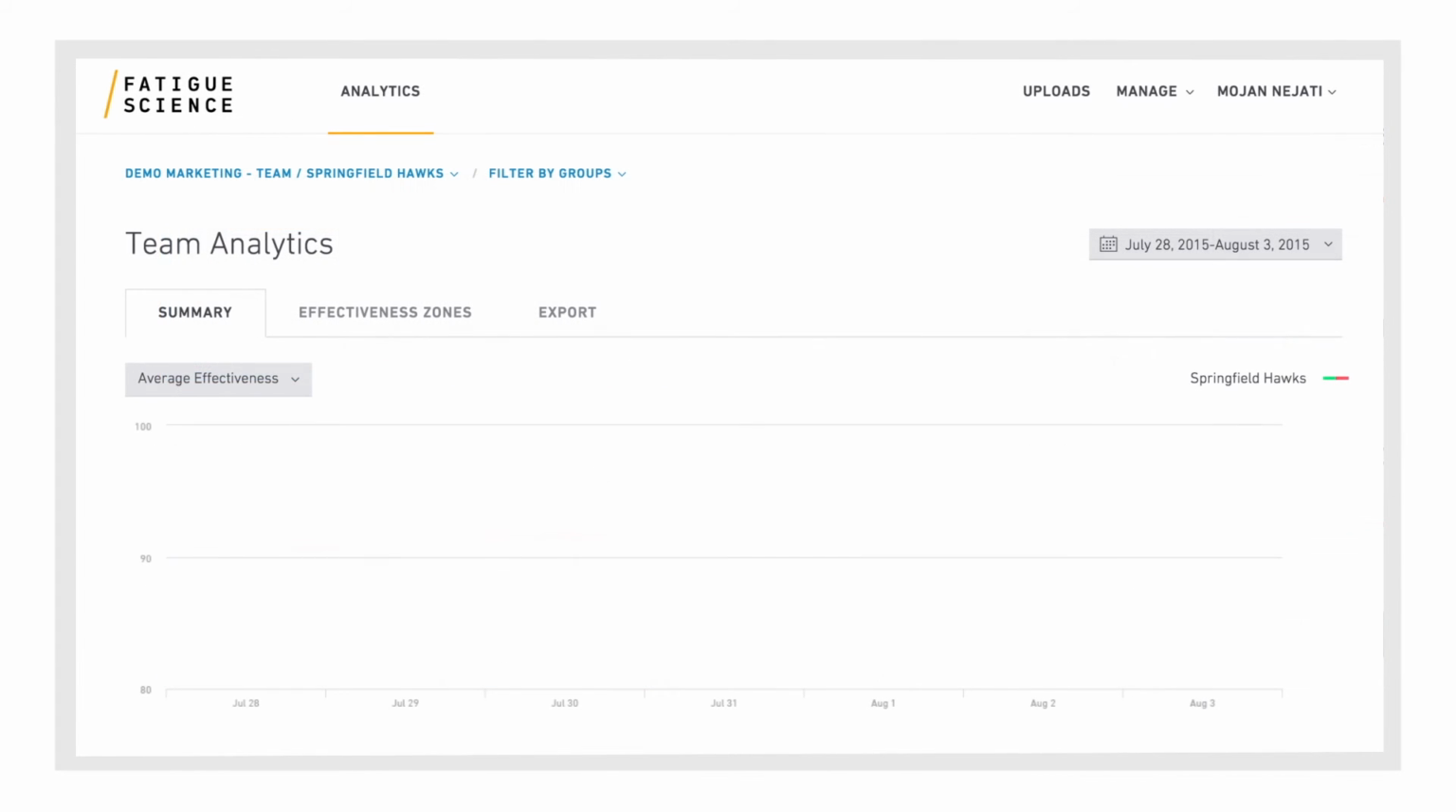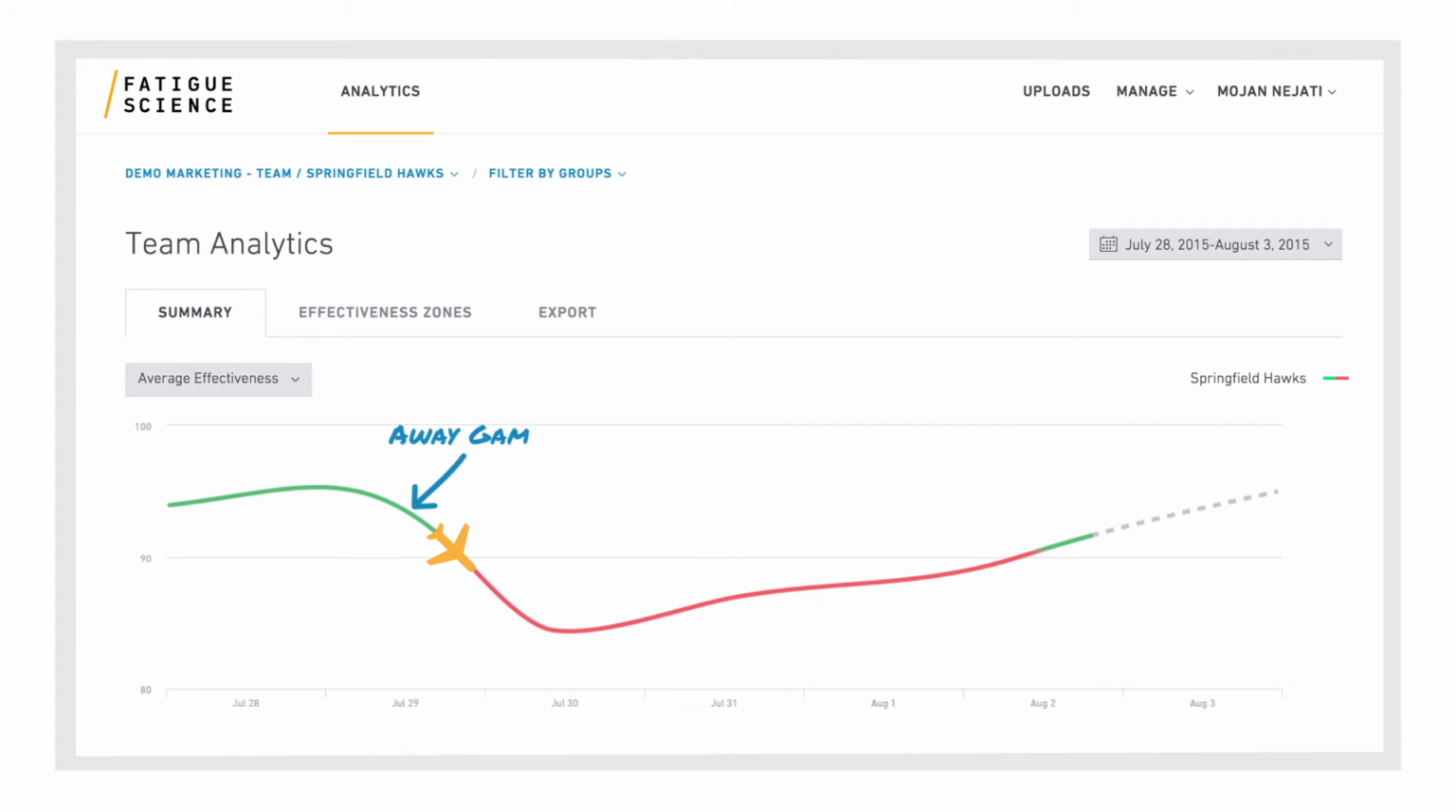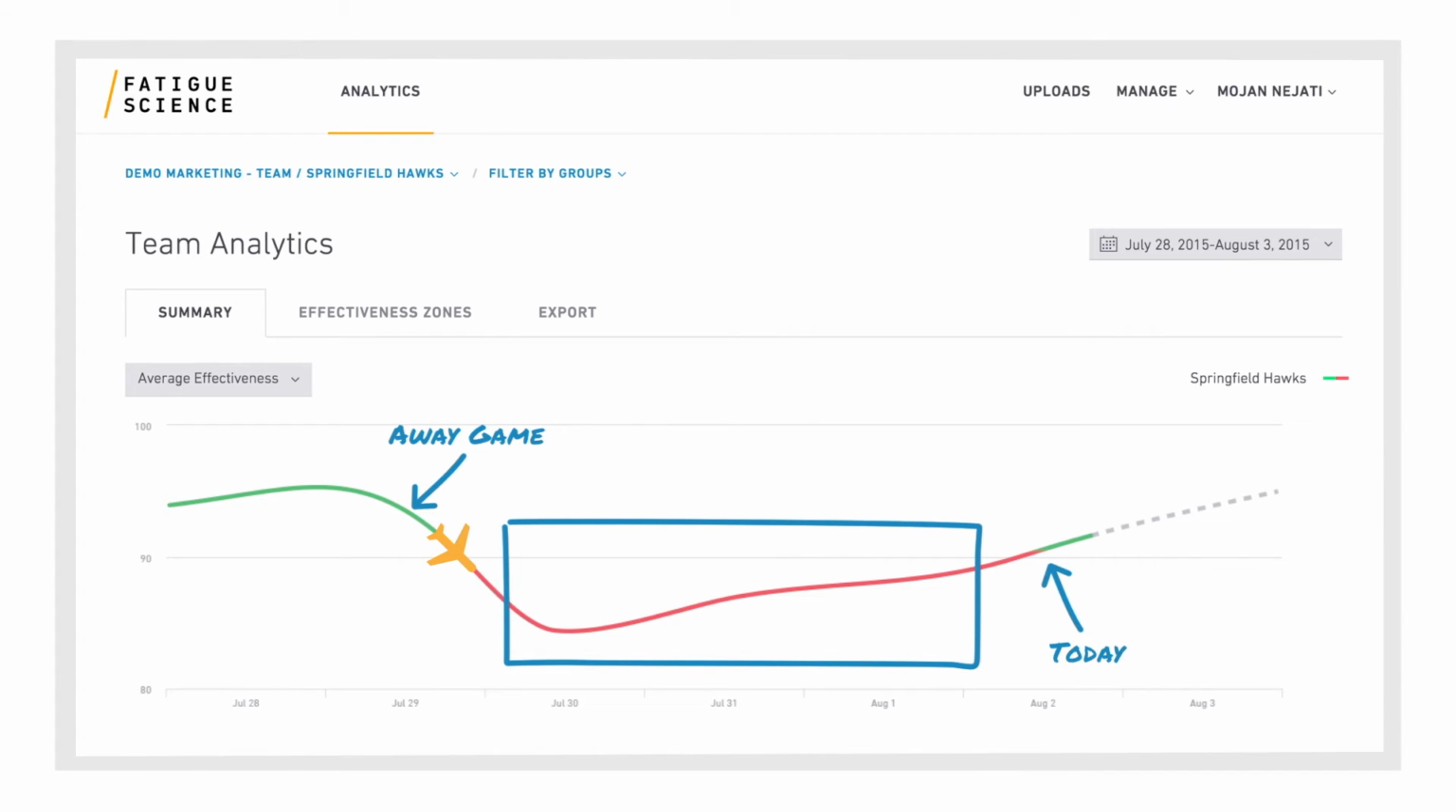But the team platform's even more powerful than that. It combines everybody's data so that team trends can be visualized. In this case, travel after July 29th's away game had an impact on everyone's sleep, and it's taking time for them to recover. This is the kind of objective intel you need to talk to the coaching staff about a schedule tweak today that will help the team be properly rested before tomorrow's home game.